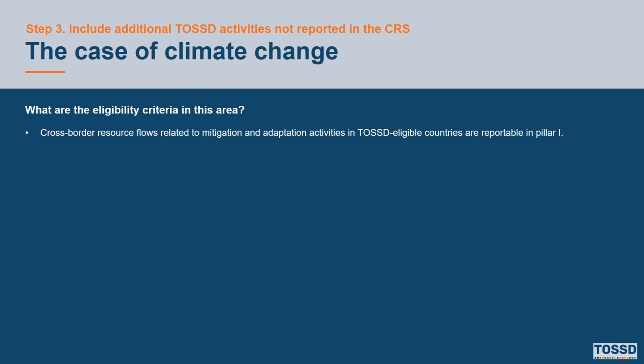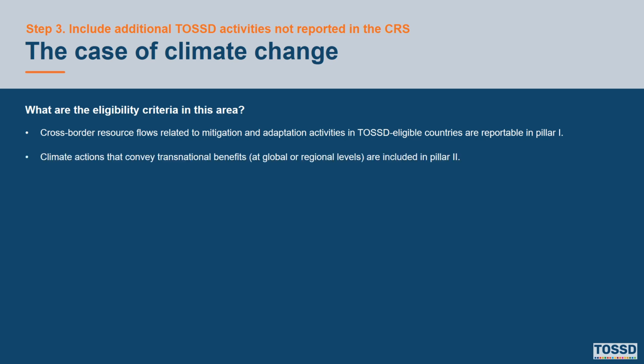Providers can also report additional TOSSD activities in the area of climate change. The TOSSD Task Force has developed specific eligibility criteria for the reporting on related activities. You can find these criteria in Annex E of the reporting instructions. Cross-border resource flows related to mitigation and adaptation activities in TOSSD-eligible countries are reportable in Pillar 1.